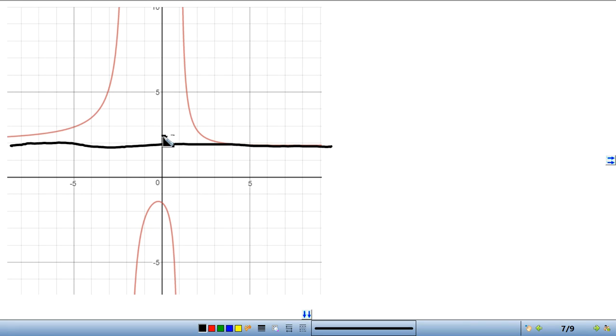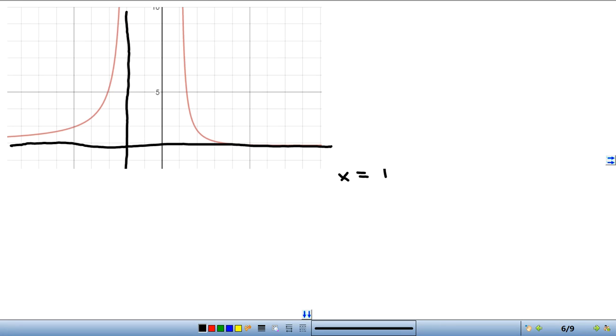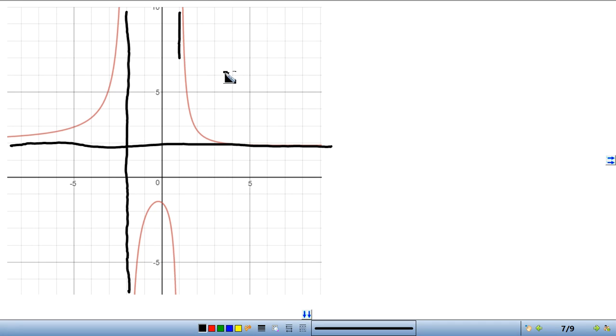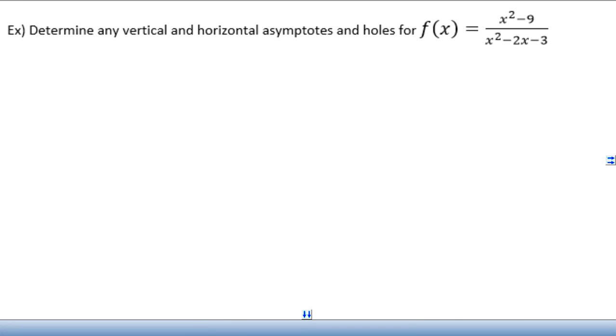x equals -2 is another asymptote right here. And x equals 1 is my other asymptote right here. So there you go on that.